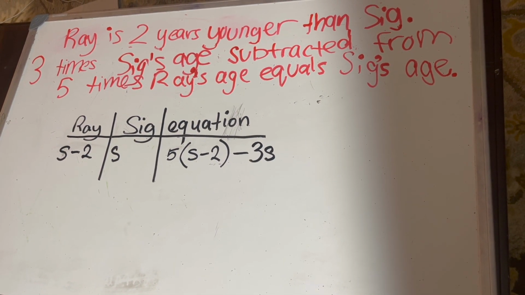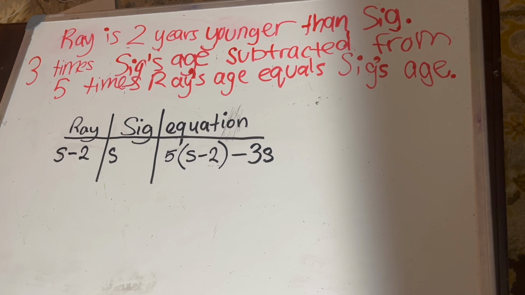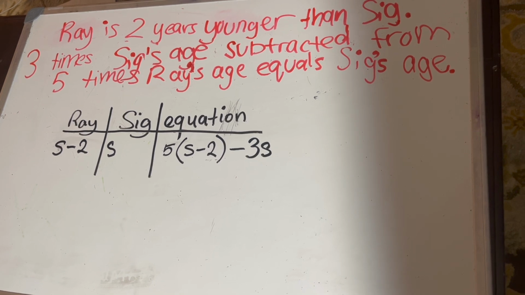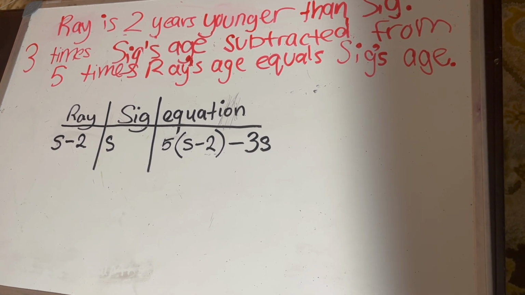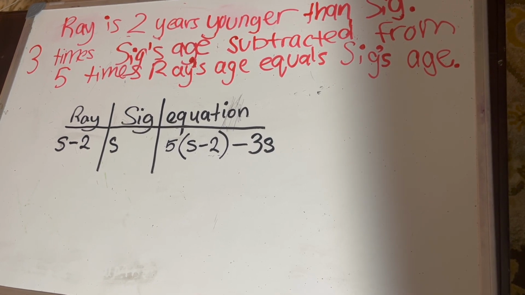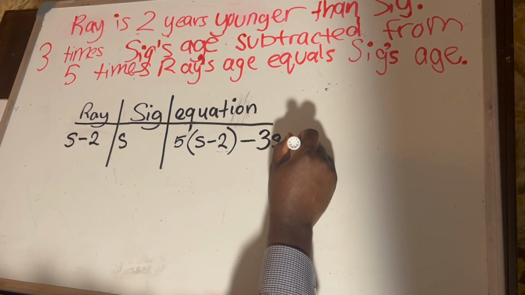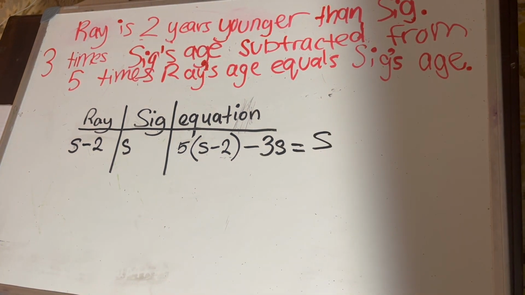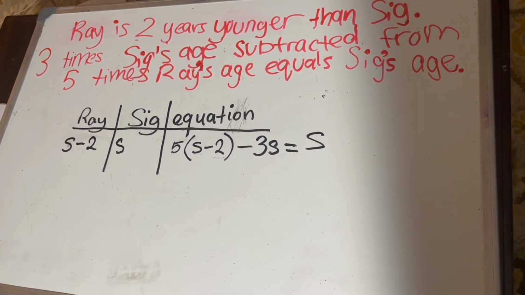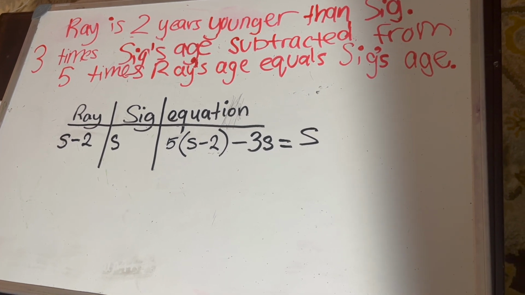So we know that this all equals Sig's age because it says 5 times Ray's age minus 3 times Sig's age. So ultimately, this should all equal Sig's age, which is what we're trying to find. So we're going to put equals Sig's age, which is s. Now we have to solve. We're going to do distributive multiplication with the 5 and the s minus 2.